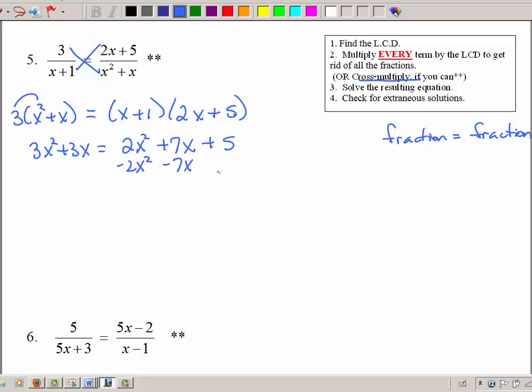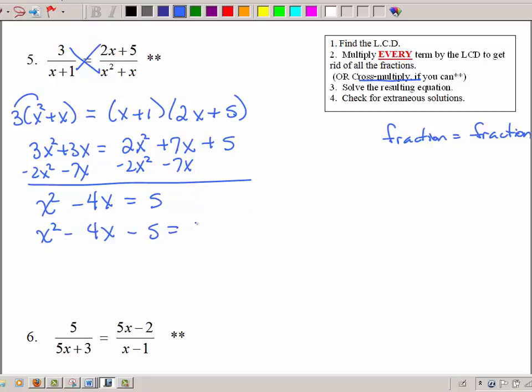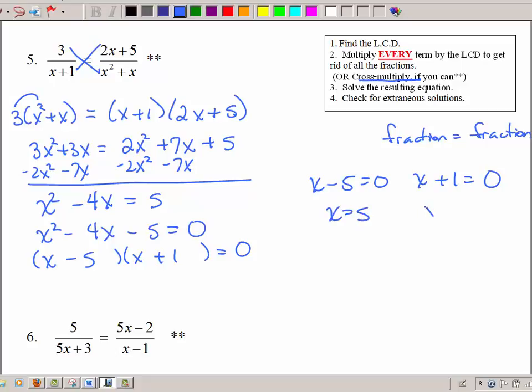I'm going to subtract 7x. Let me do that first. So that's going to give me 1x squared minus 4x equals 5. I still need to set it equal to 0, so I'm going to move the 5 over and it becomes negative. Then I need to factor because it is a quadratic. And then we set each factor equal to 0. All those things we have been practicing all semester. And then we solve. Okay, are we done?